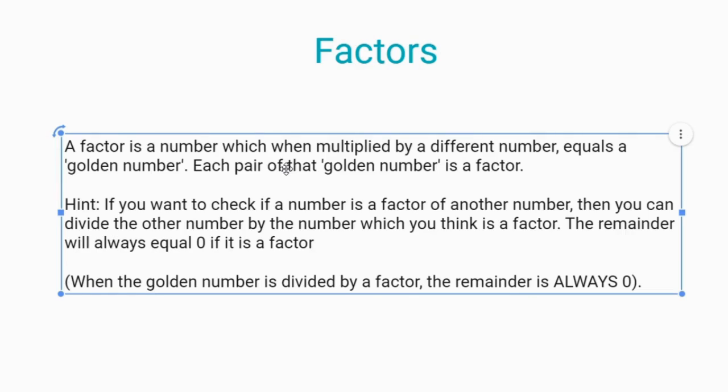Okay, so a factor is a number which, when multiplied by any different number, equals that golden number. So the factors of the number 8 would be any numbers that when you multiply them together, they equal 8. I know this might sound a little confusing, but you'll hopefully know a lot more by the end of the video.